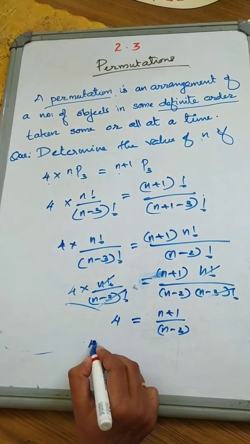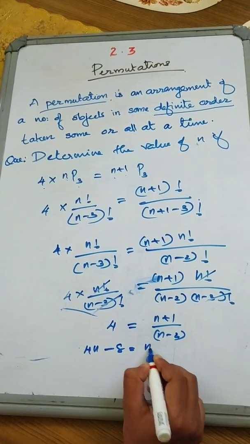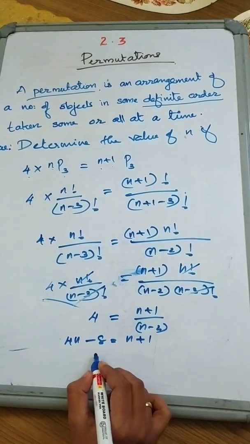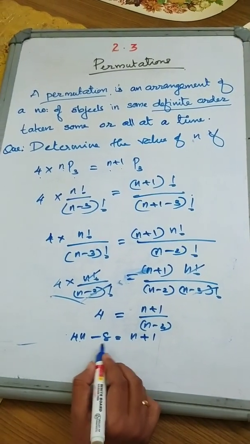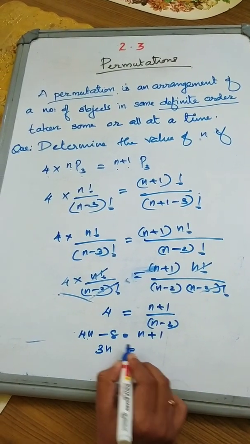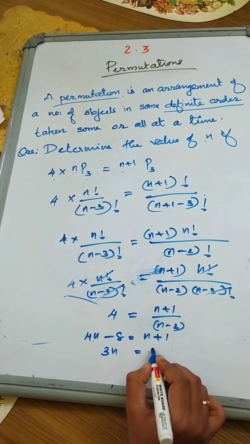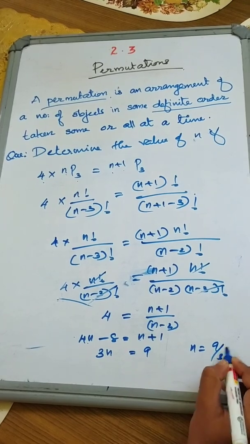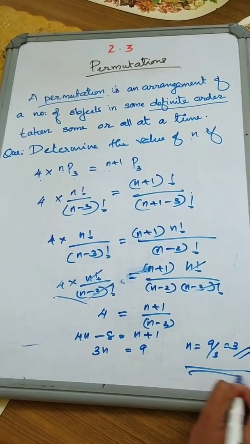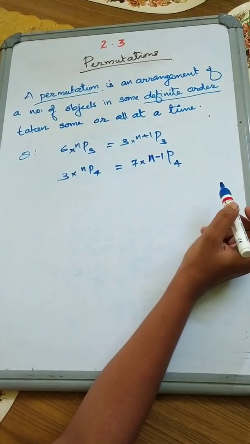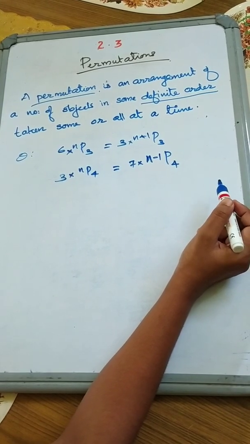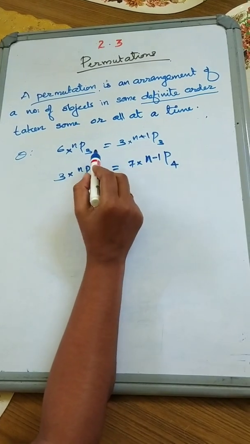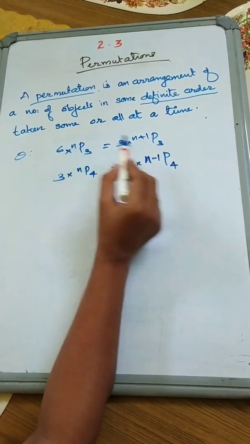On cross multiplication, 4n minus 8 is equal to n plus 1. Taking n on one side and the constants on the other side, 4n minus n becomes 3n, and minus 8 comes here as plus 8. So that becomes 9. So n is equal to 9 over 3. The answer is n is equal to 3. I hope all of you understand the method I used to find the value of n.